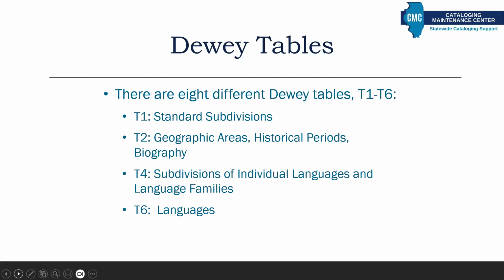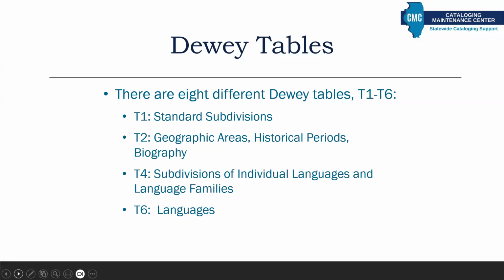So to build a number with the standard subdivisions, we're going to start at 929.2 for family histories. From there, we're going to add Ireland on from the 09 subdivisions, which would be 09415 for Ireland. This number put together is 929.209415, which is family histories in Ireland.